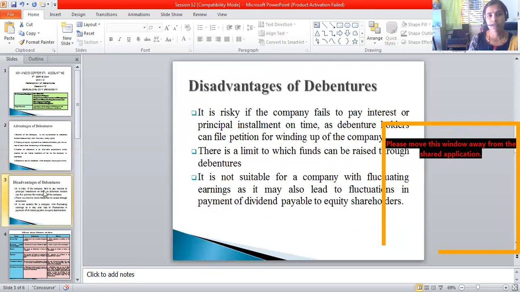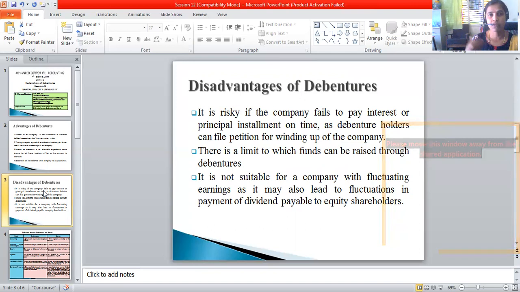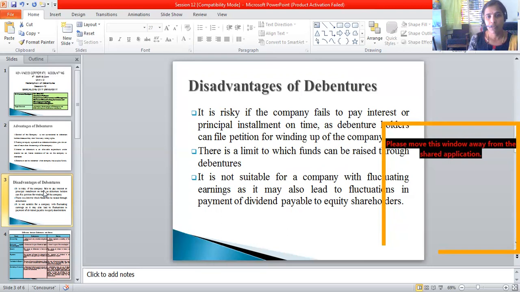Going with the disadvantages of debentures, it's risky. If the company fails to pay interest or principal on time, they can file a petition. Moreover, sometimes the company will have a charge on the assets of the company. If the company fails to pay, then they will have rights on the assets of the company that are chargeable for the debenture holders.